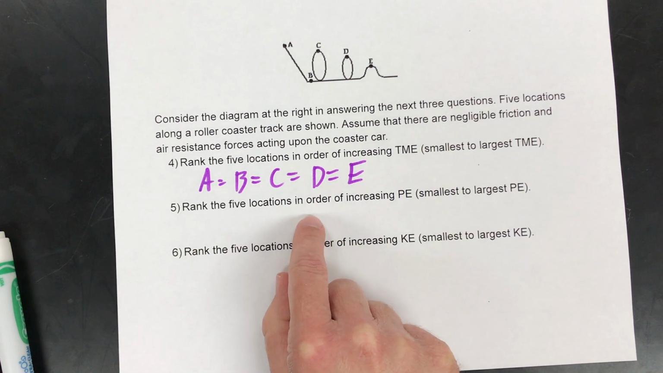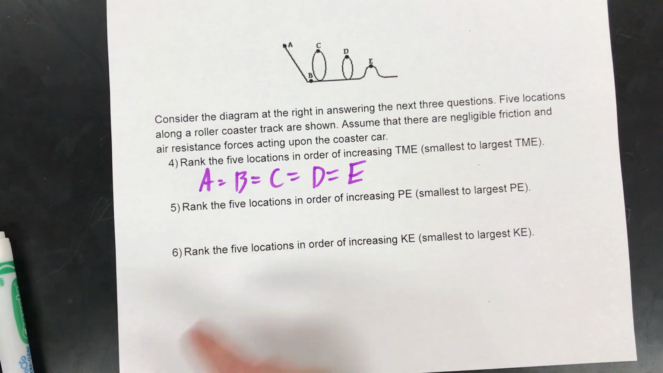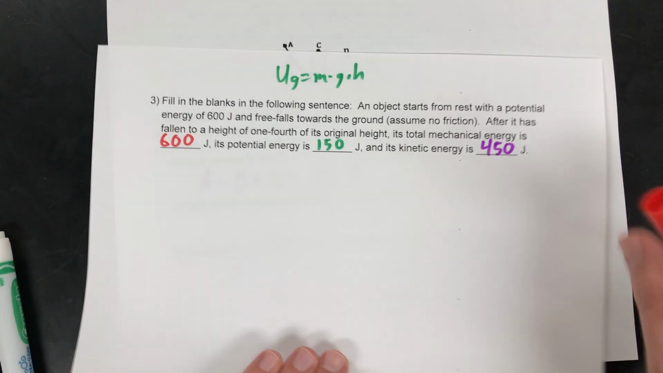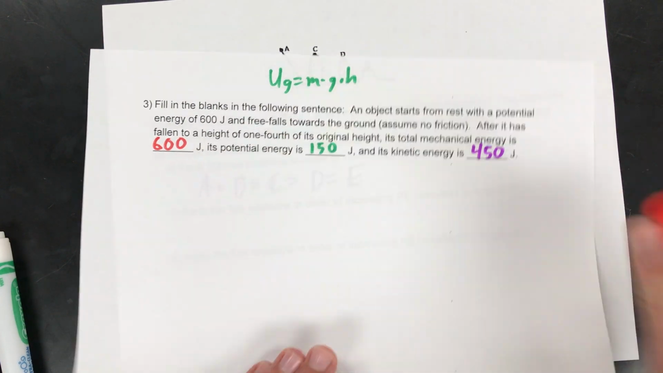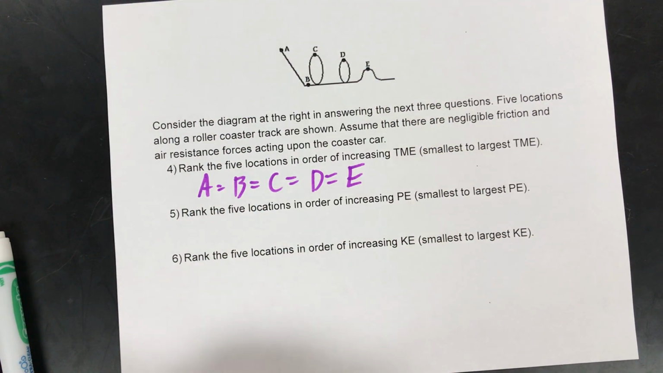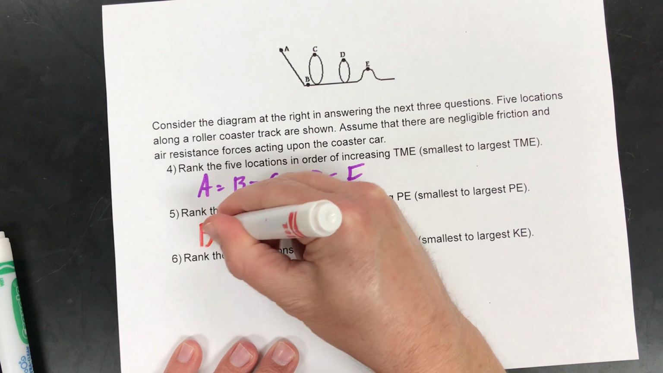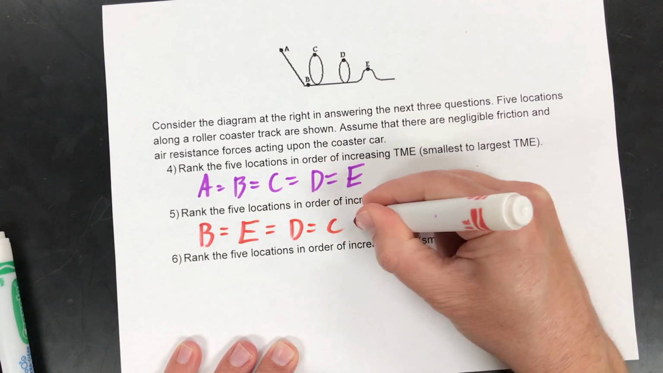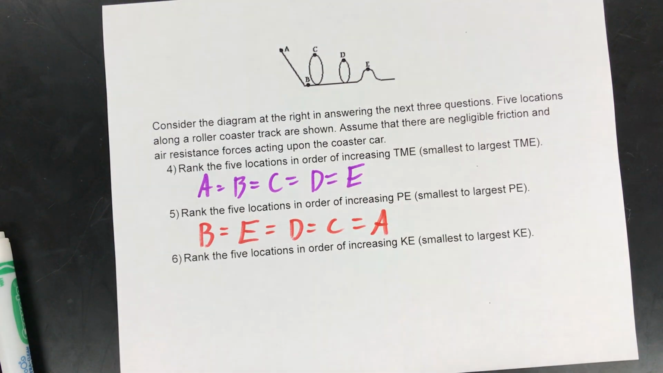Next one says rank the locations according to increasing potential energy, smallest to largest. Well, once again, gravitational potential energy has to do with height, so the higher up, the more gravitational potential energy. The smallest will be B, because it's on the ground, then E, then D, then C, then A. So we're just going in order of increasing height.